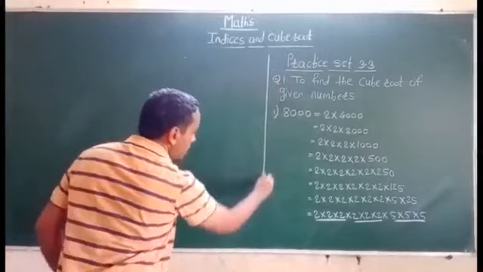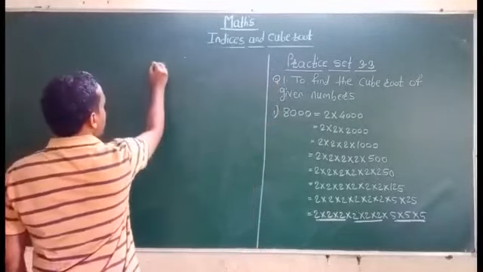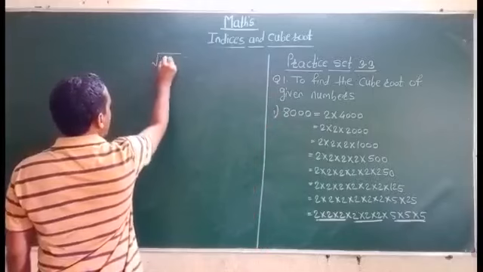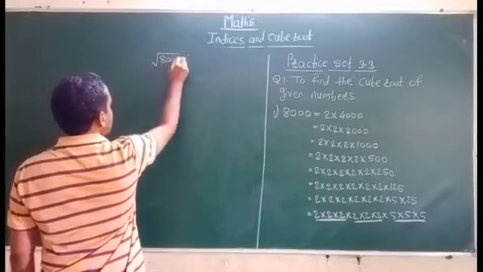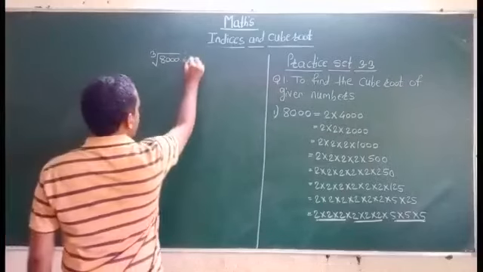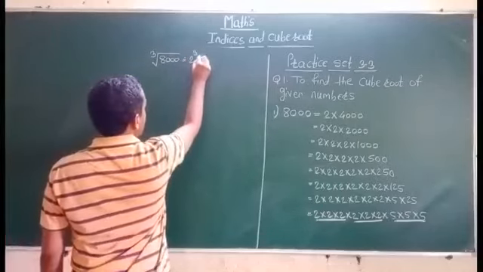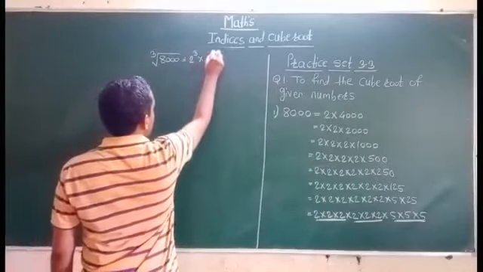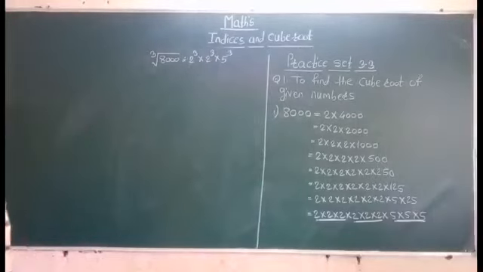So we again write 8,000. That means we have to find the cube root of 8,000. So we get 2 cube into 2 cube into 5 cube.